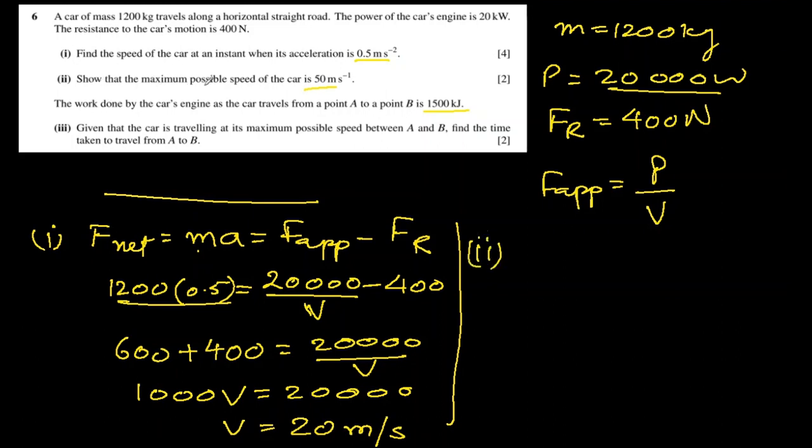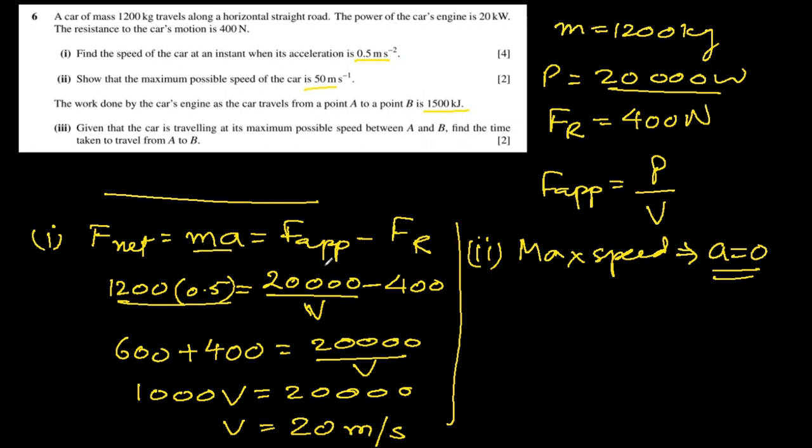Show that the maximum possible speed of the car is 50 meters per second. That means every situation is still the same, only we need to find the maximum speed possible. So when maximum speed is reached, isn't it the same instant when acceleration becomes zero? There is no more acceleration. It is at the highest speed now. So acceleration is zero. In this equation, we will write acceleration equal to zero.